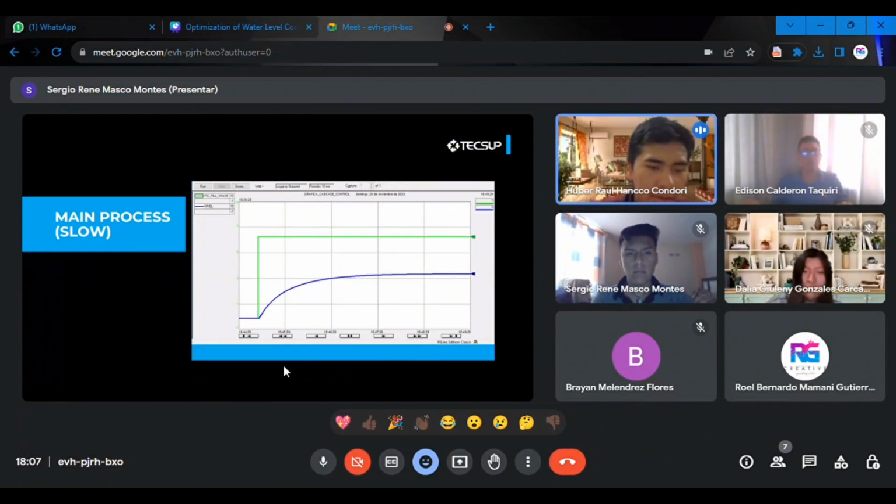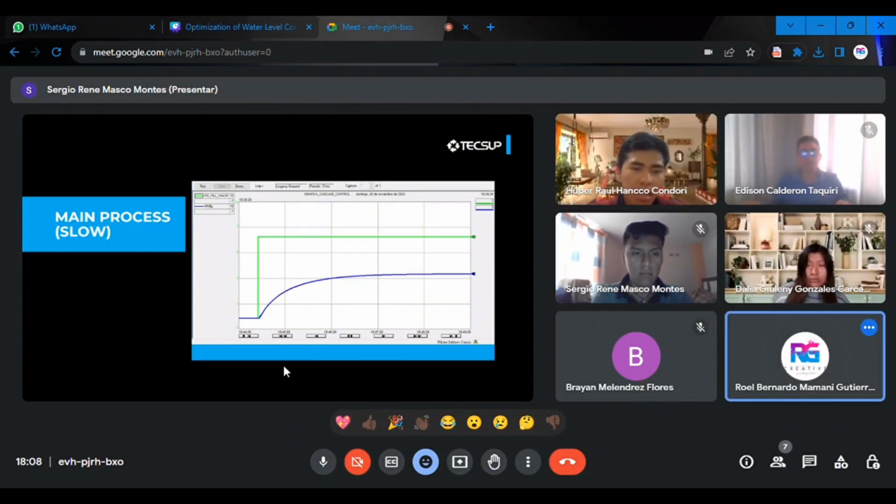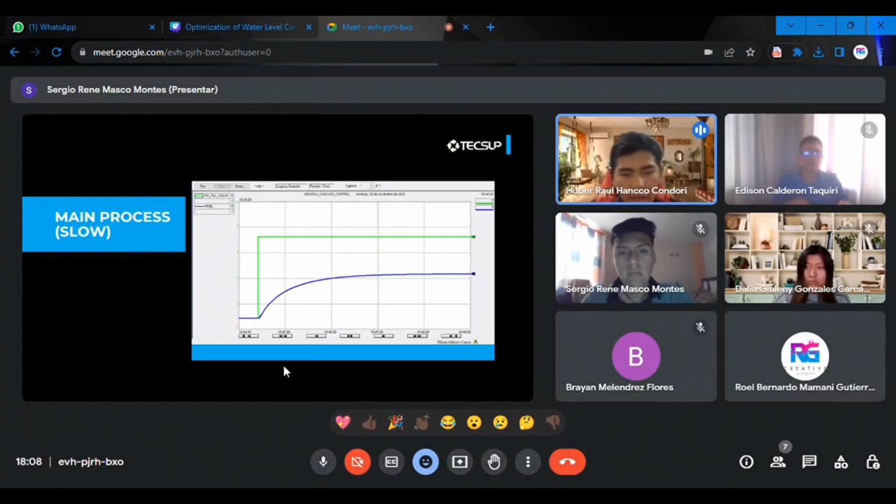Okay, I continue with the application. Now, in this case, I talk about my process being slow. This process is level. This process is the principal variable. We can see the graph. This graph is in Studio 5000. The system's response is much slower because the process is slower. Next.